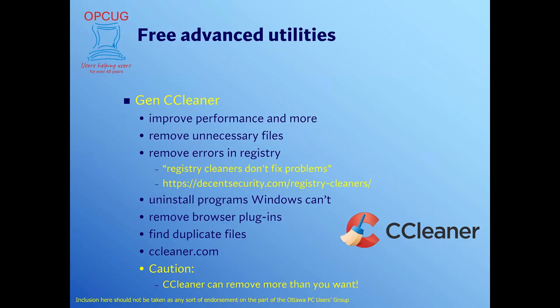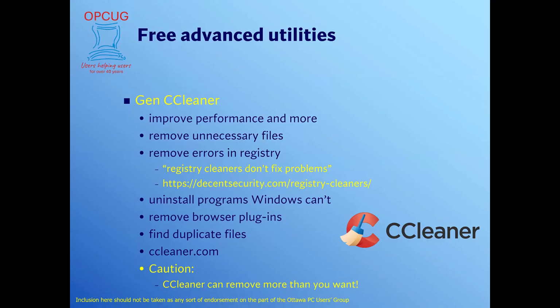It can uninstall programs Windows can't. It used to be under Windows, there were a whole bunch of programs that when you go to uninstall them, it would be grayed out for the uninstall. They've changed their habit now. Most programs that are installed as part of Windows, you can uninstall, but if there's any that are still grayed out, CCleaner can help you get those uninstalled.